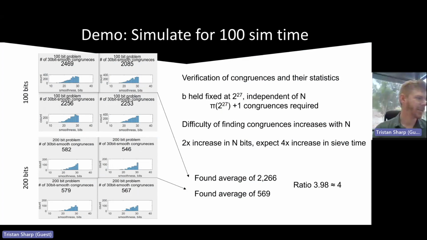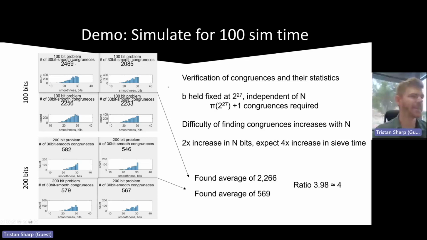Okay, so the script right now is analyzing these congruences. It's going to pop up these windows that look like this. What these show is that the top 4 are for the 100-bit problems, and the bottom 4 are for 200-bit problems. For these displays, we list the number of congruences that it's found, and you can see the distribution of the smoothness of all of those.